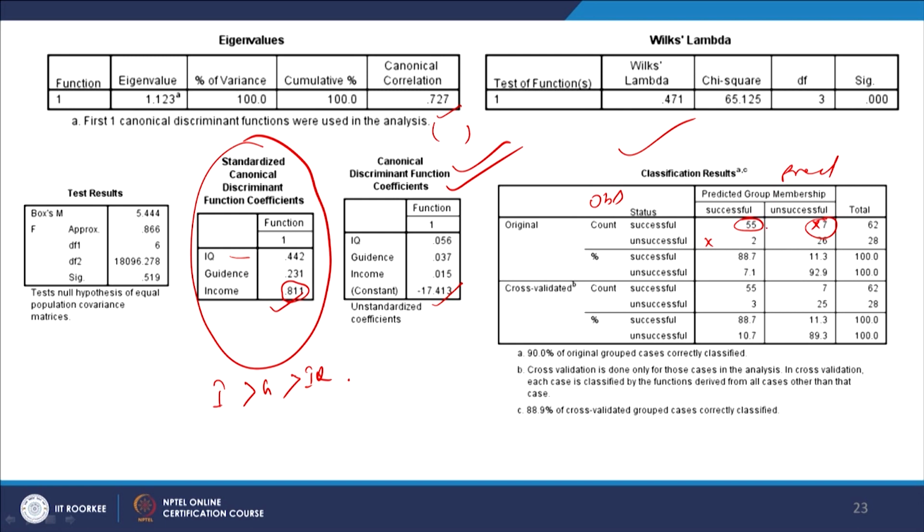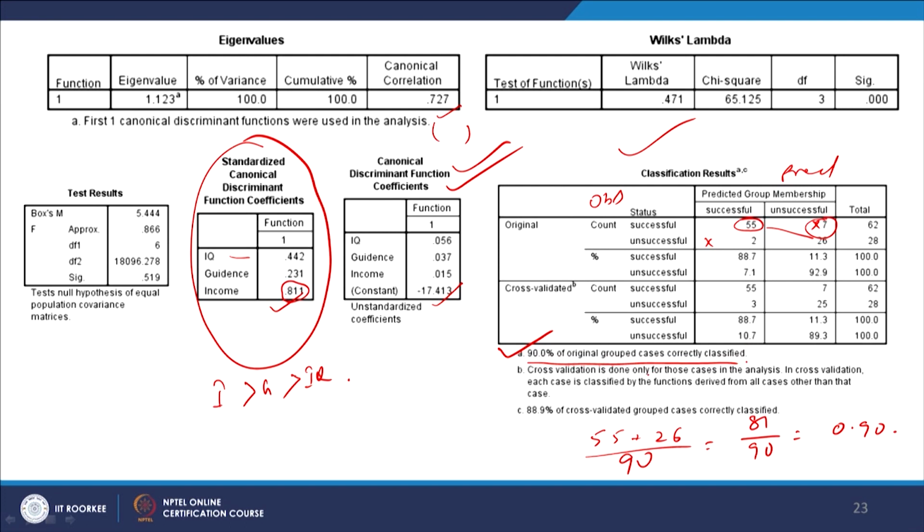Now you see this 55 plus 26, the diagonal, divided by the total. How much is the total? 81 by 90 is equal to how much? 90%. So that is what it says here, 90% of original cases were correctly classified.